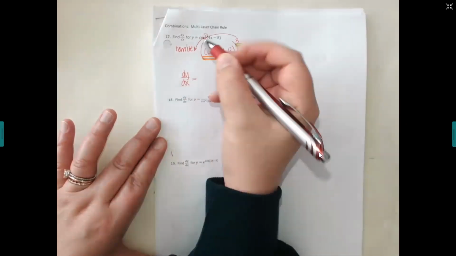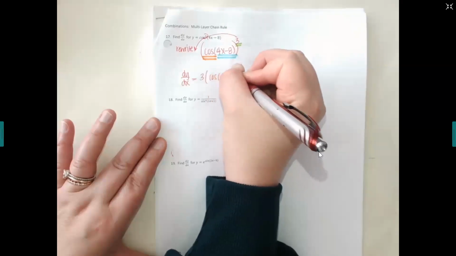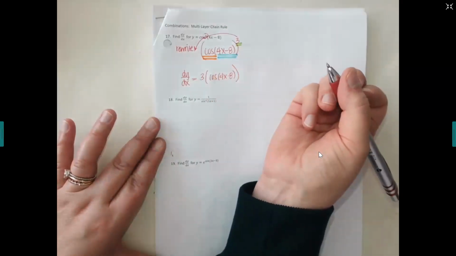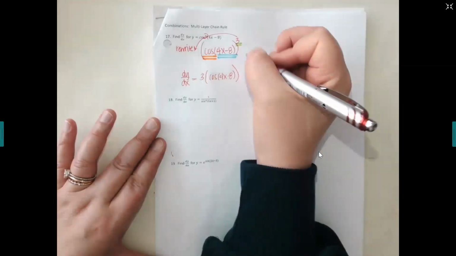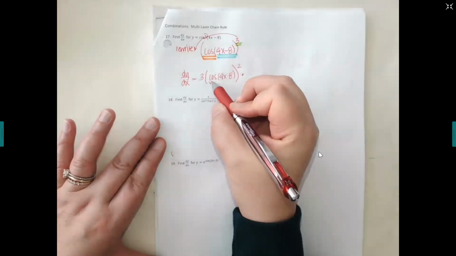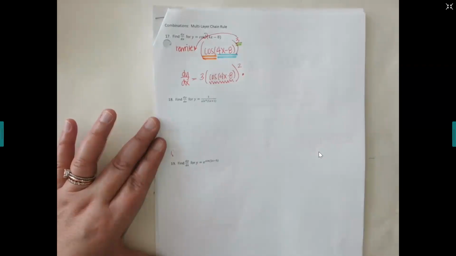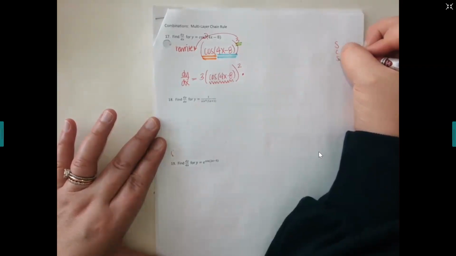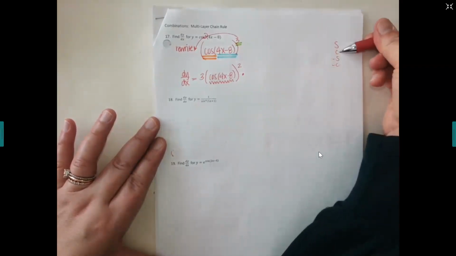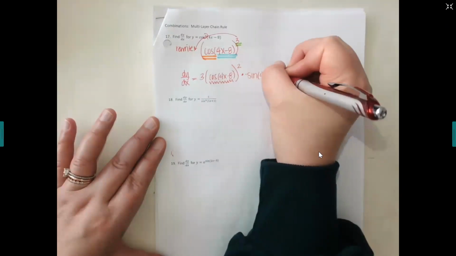My 3 comes down to the front. My cosine 4x minus 8 stays the same, but then I'm gonna reduce its power. So instead of being cubed, now it's gonna be squared, times. Then I'm gonna take the middle of this equation and put its derivative behind that. So if it's a cosine 4x minus 8, snow cone, snow cone. If I'm at cosine, the derivative of that goes to negative sine. And I keep the 4x minus 8 the same.